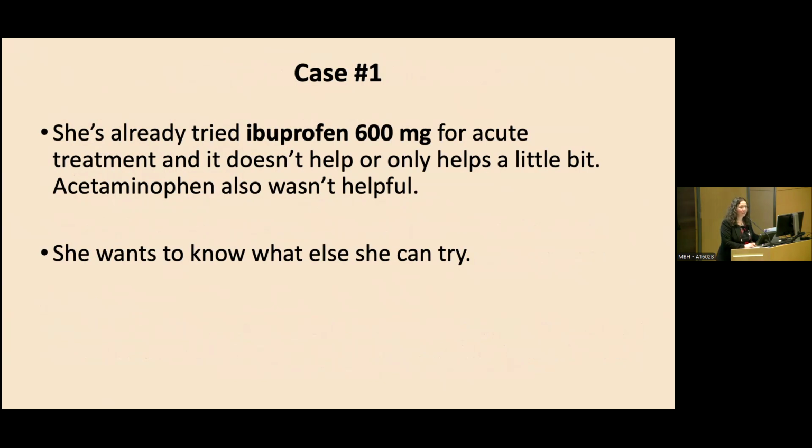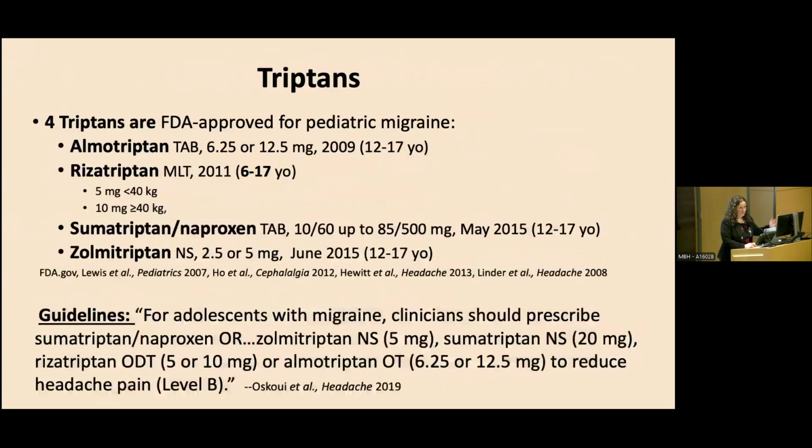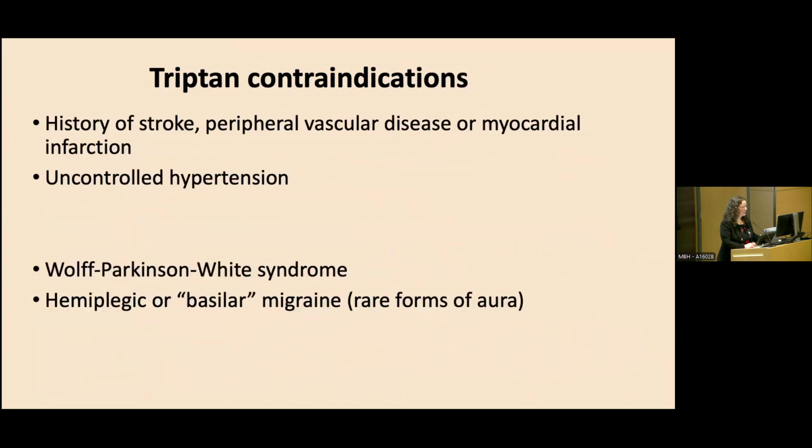So what are we going to offer for this patient? Triptans. This is migraine specific therapy, migraine specific acute therapy. There are 4 triptans that are FDA approved for those under 18, with rizatriptan going down to age 6. There's 7 triptans total, and you could use the other 3. This is just which ones are FDA approved. And the guidelines certainly would support the use of triptans for people who don't respond to things like ibuprofen. And I want you to feel comfortable writing that prescription.